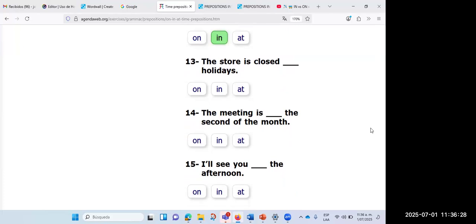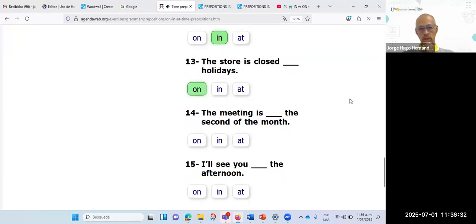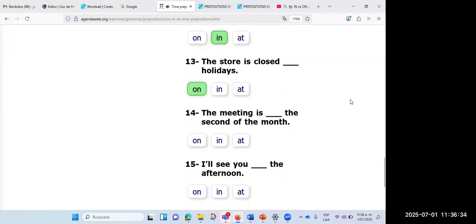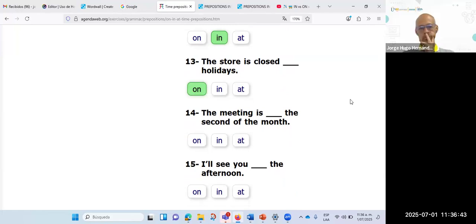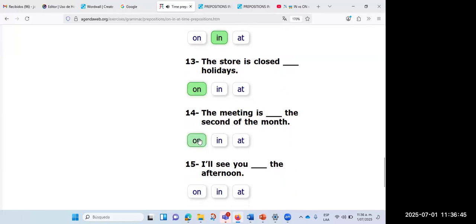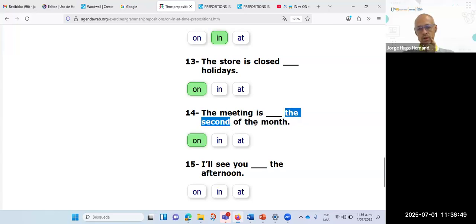The store is closed on holidays. On holidays, okay. The meeting is on the 2nd of the month. Yes, this is a specific date because it's the 2nd of the month. It means we don't say the month here, but it's the day number 2, no?